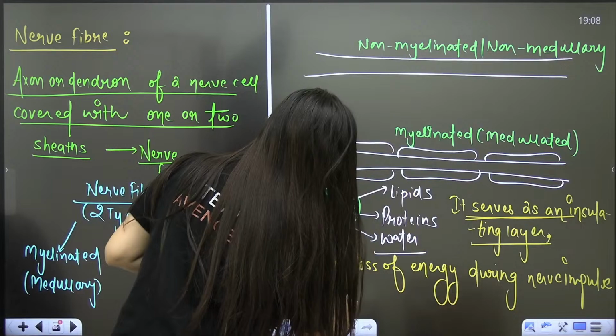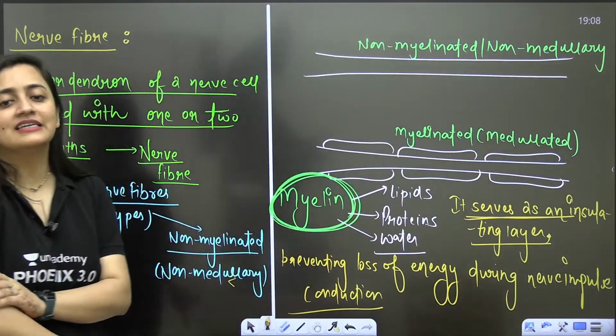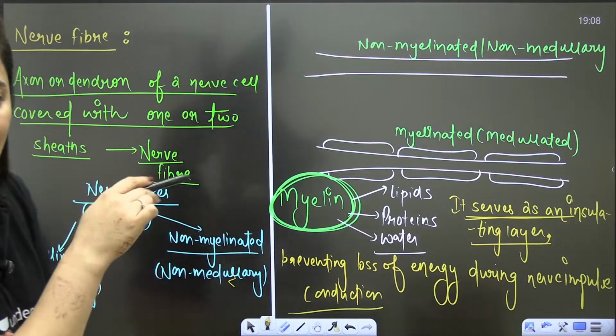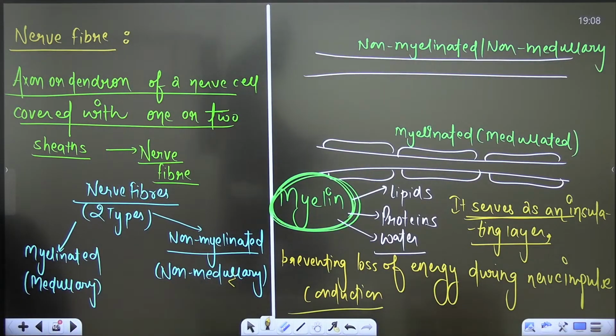So it is preventing that loss of energy during nerve impulse conduction, right? When we are conducting the nerve impulse along this nerve fiber, it will prevent that loss of energy of the nerve impulse during its conduction. And how are we conducting it? Along the fiber. Is that clear?